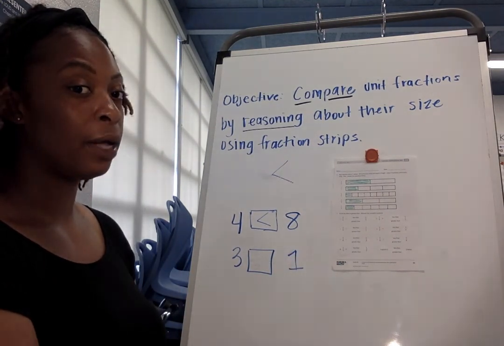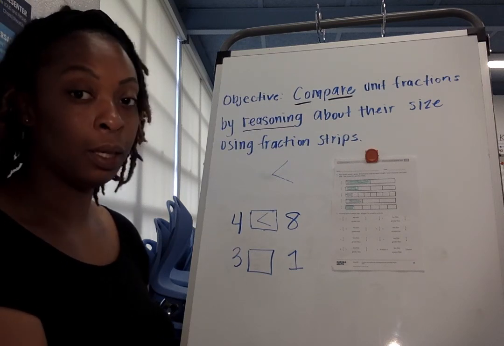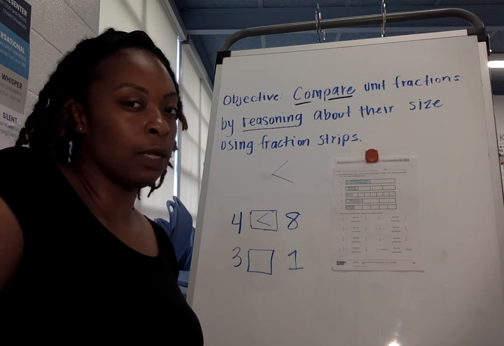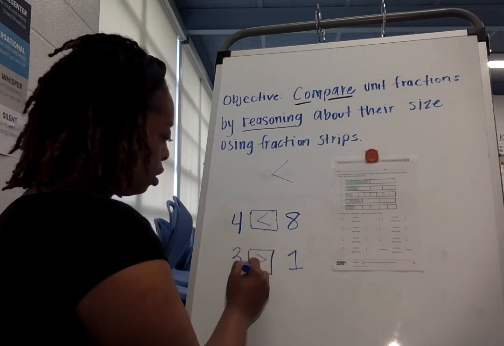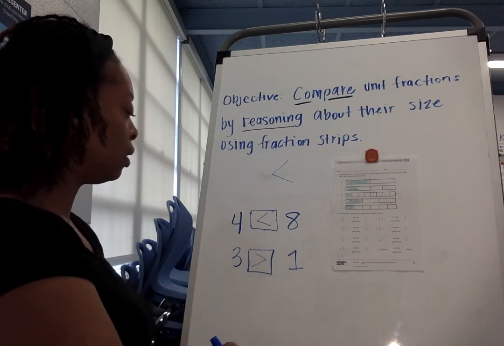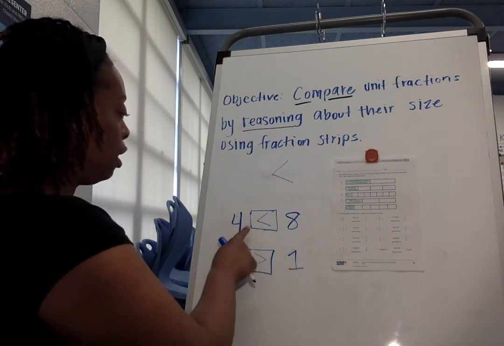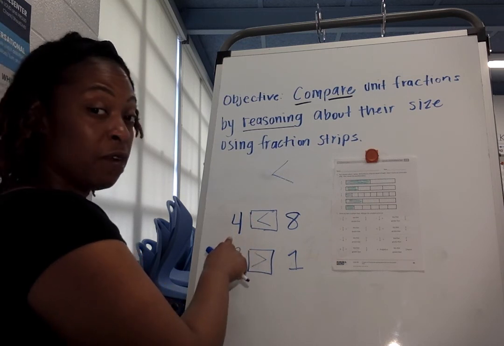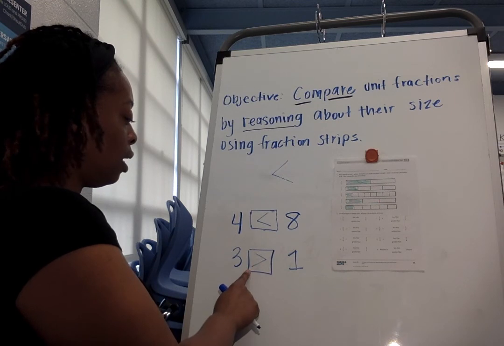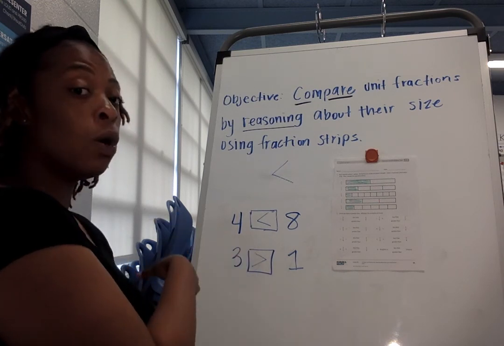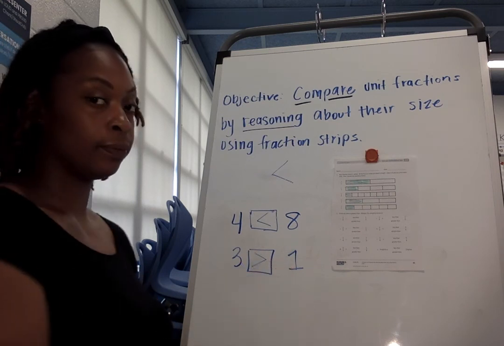Which way is my alligator mouth going to face? Remember, it wants the big meal. It doesn't want a little skimpy meal. It wants a big meal. That's right. It's going to eat the 3. It wants the 3. So you read this as 3 is greater than 1. Okay. Here, the alligator has its back towards the first number, so 4 is less than 8. Here, it has its mouth open towards the larger or the first number, so 3 is greater than 1.